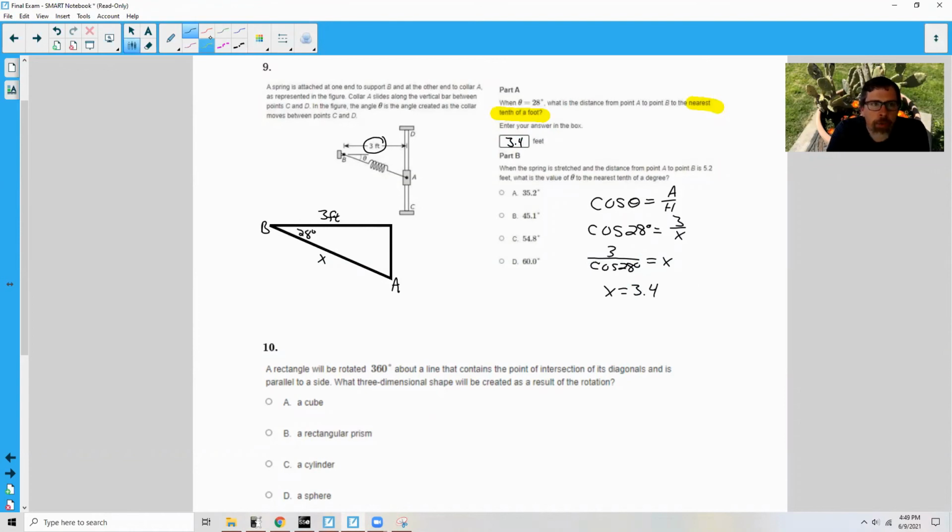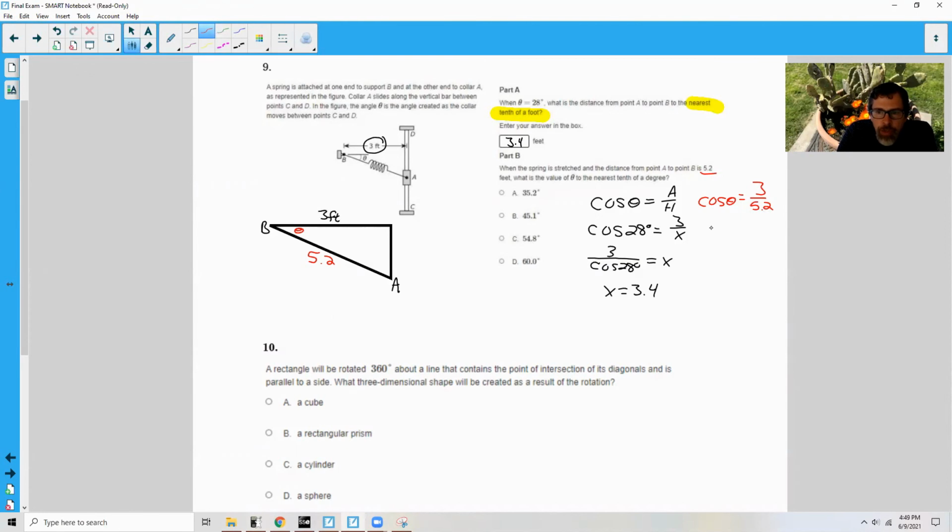Okay. Now what we want to do is part B. It says when the spring is stretched and the distance from point A to point B is 5.2, so I'm going to erase this. And we now know that we're given this is 5.2. What is the value of theta? So now we know this is not 28 degrees anymore. This is our theta. So now I have adjacent and hypotenuse again, so it's going to be the cosine of theta equals adjacent over hypotenuse.